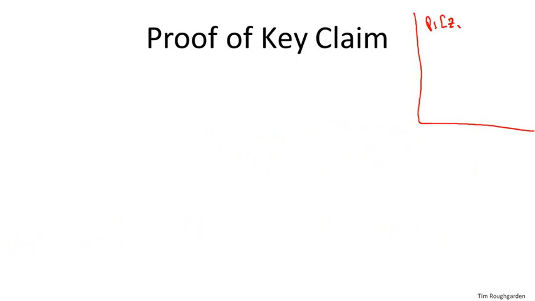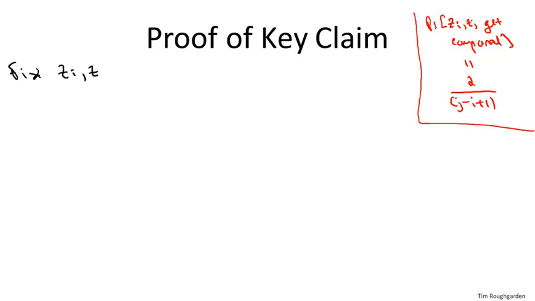So how do we prove this key claim? How do we prove that the probability that zi, zj get compared is exactly 2 over quantity j minus i plus 1? Well, fix your favorite ordered pair. So fix elements zi, zj with i less than j. For example, the third smallest and the seventh smallest element in the array.